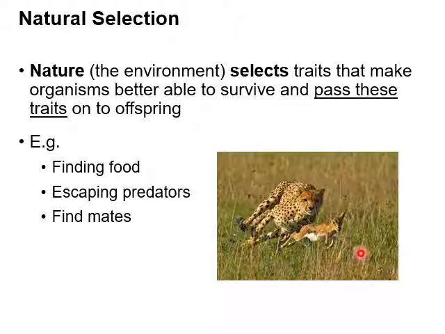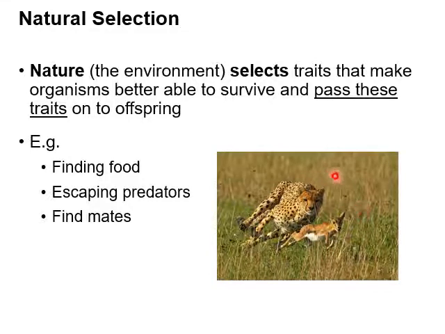Either way, whatever crummy traits it has that have led it to being in this situation, it's not going to pass on to its offspring, because clearly this impala is not going to survive and not going to have offspring. So in years going forward, fewer and fewer impalas are going to have the crummy traits that this particular impala had.